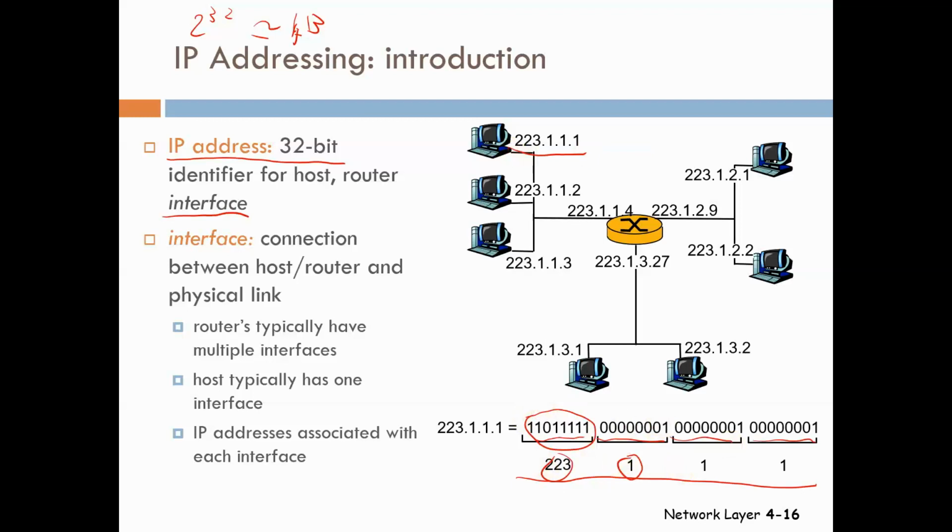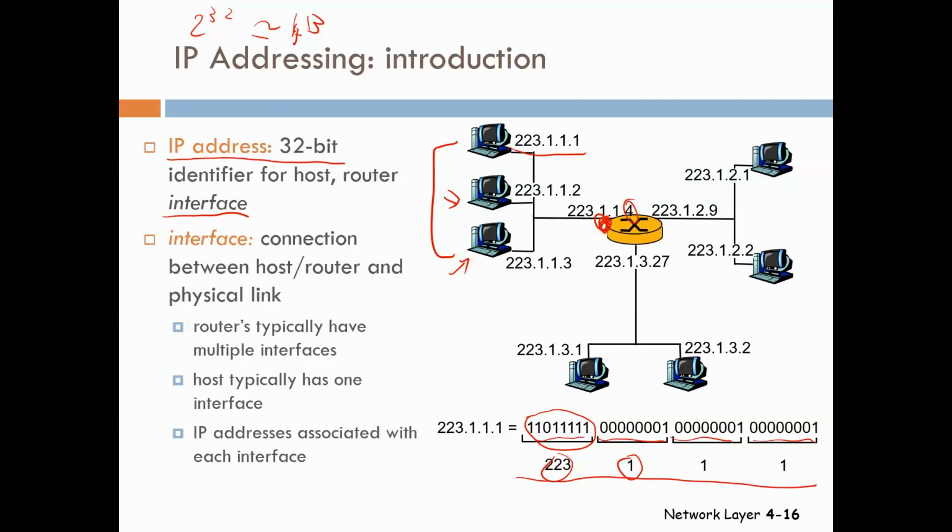If you take a look at the network that we have in this figure, you might notice that some devices have a common part of their IP address. For example, take these 3 devices. They all start with 223.1.1. Only the last 8 bits are different. So it's 223.1.1.1, and then the other one is .2, and the other one is .3. And if you take with them the router interface that serves them, it is .4.